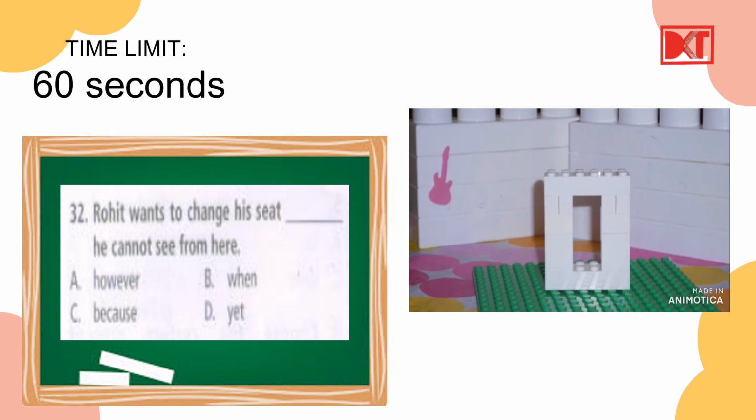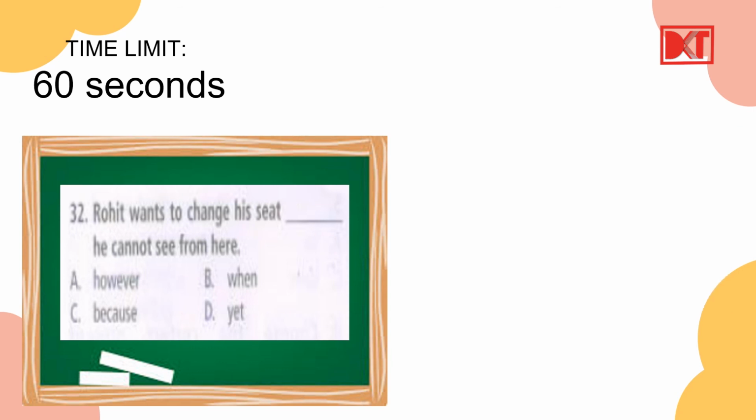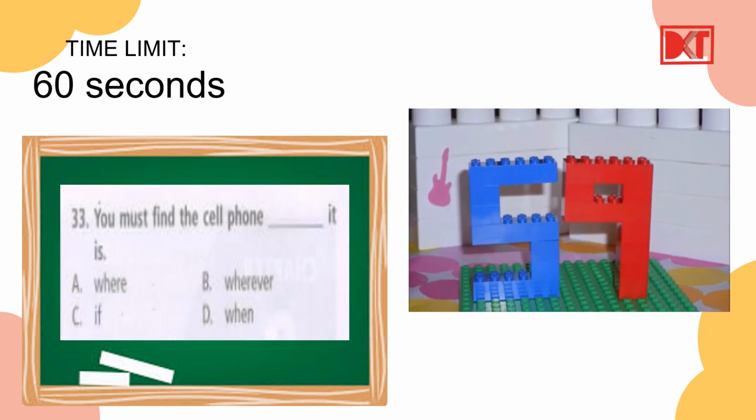Rohit wants to change his seat dash he cannot see from here. However, he cannot see from here. When he cannot see from here. Because he cannot see from here, yet he cannot see from here. The correct answer is C, because he cannot see from here. Alright, providing a reason, that's why we're using because.